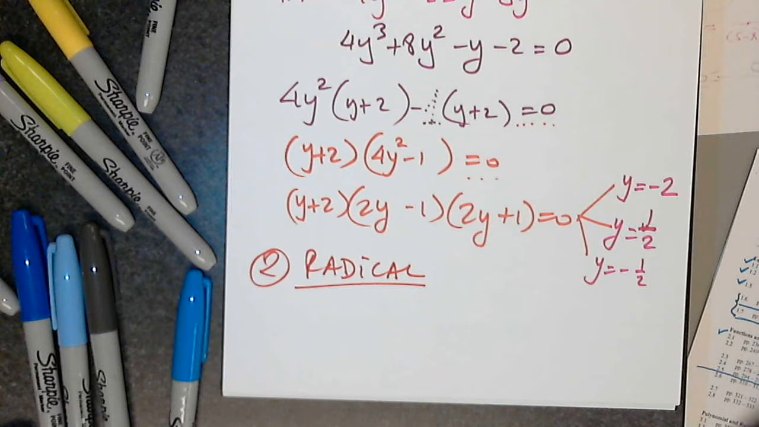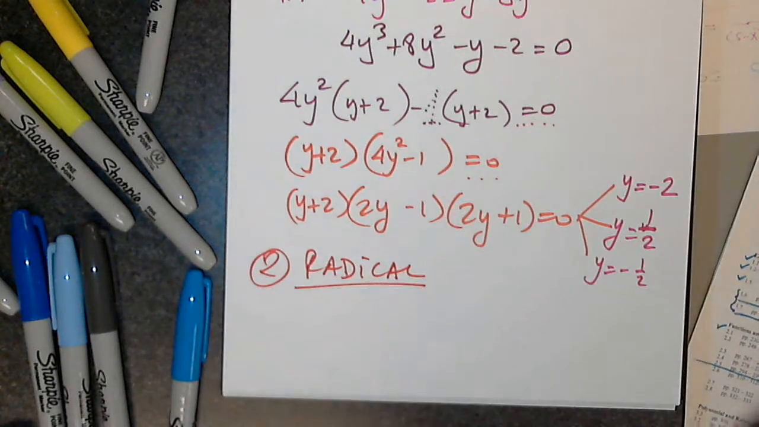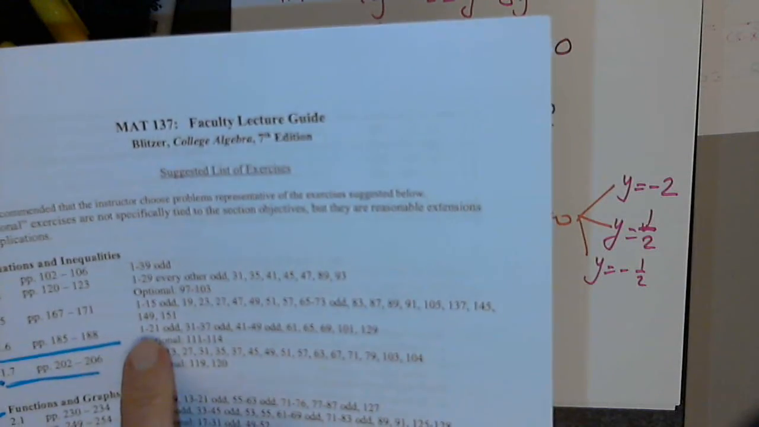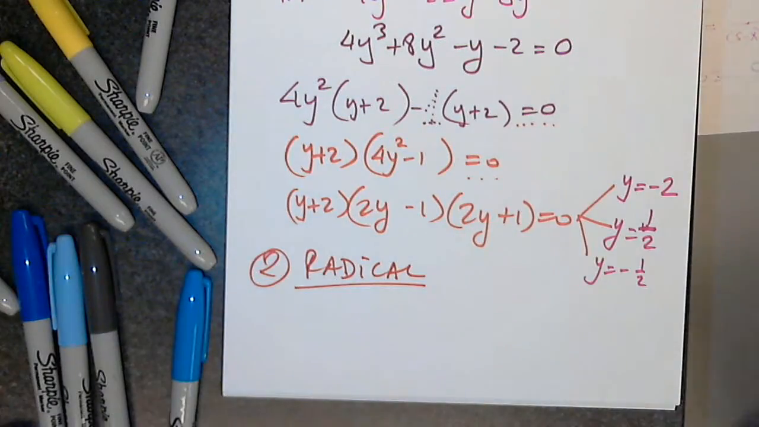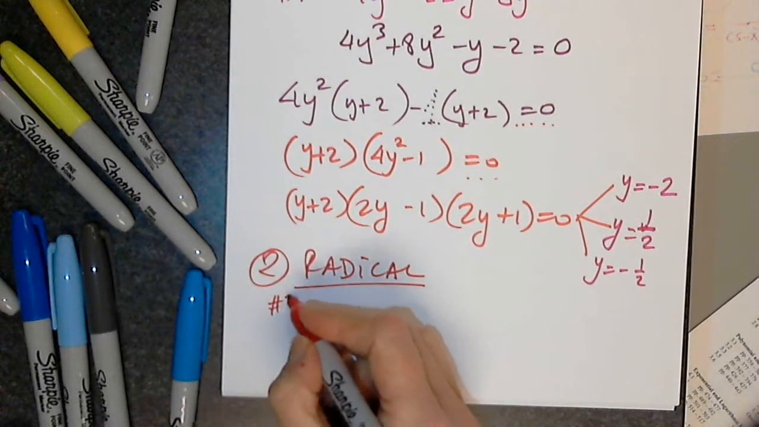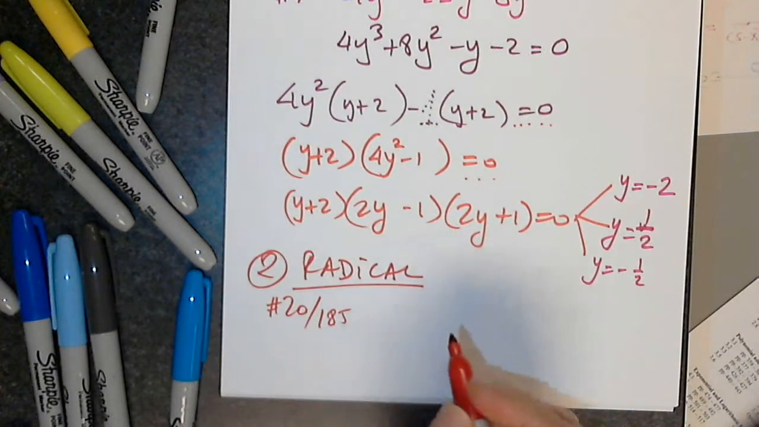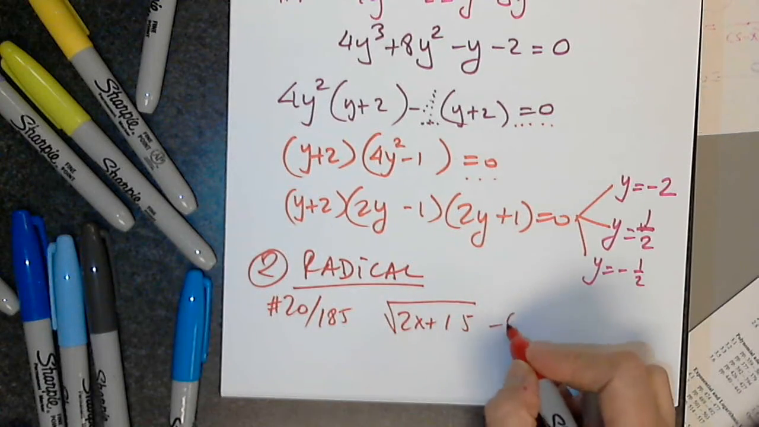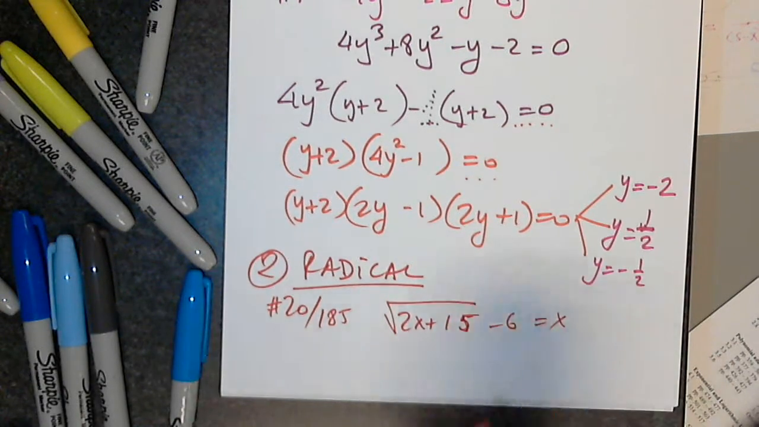So we can choose the problems that are recommended for this type, between 1 and 21. So please choose, or I will. We do 20. So 11 through 21. So you want to do 20. 20 on page 185. So let's copy it. The square root of 2x plus 15 minus 6 equals x.